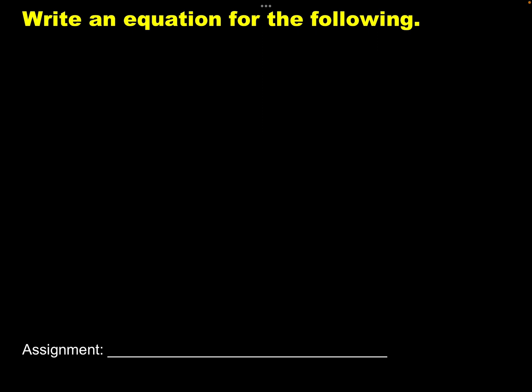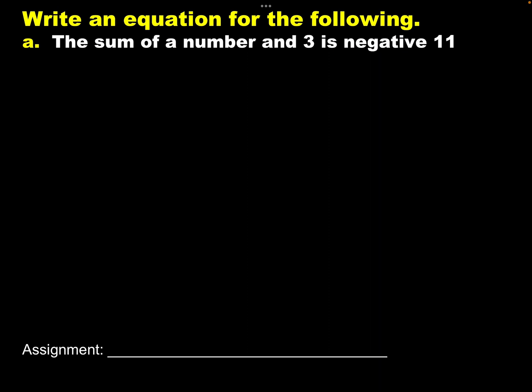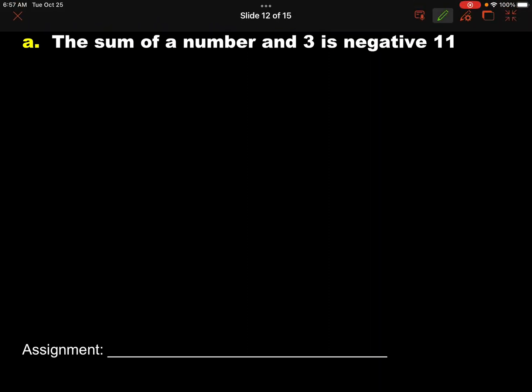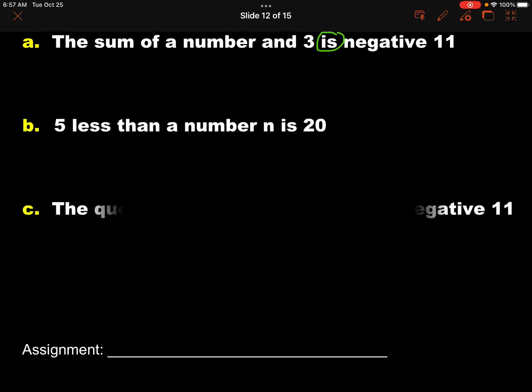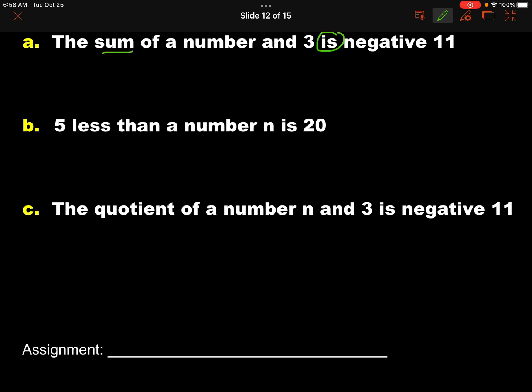Now, equations. We're going to write an equation. So this one's slightly different. What I want you to notice on these is we're going to come across the word is. As we look at these examples real quick: the sum means addition of a number. Since we're going to use a number, you can use any variable, but I'm going to use n. And 3 is equal to negative 11. So the equation is going to be n plus 3 is equal to negative 11. You're not going to have to solve it today, but you're just going to get used to writing it.